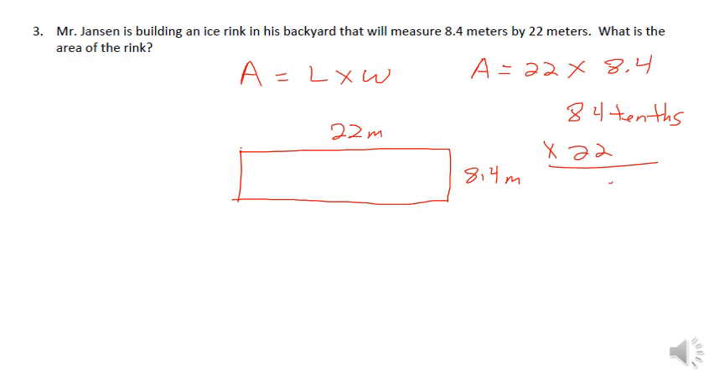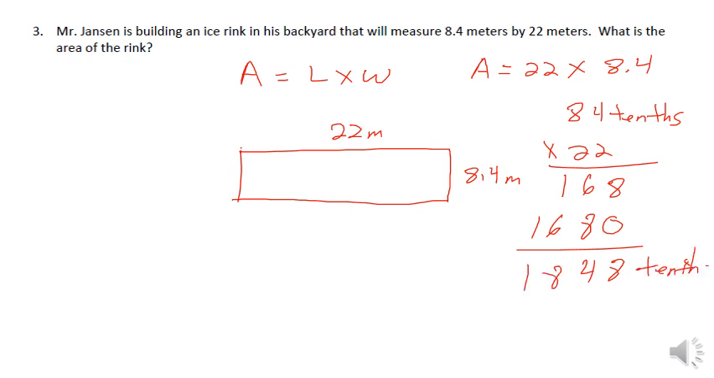2 times 4 is 8. 2 times 8 is 16. Put our placeholder. 2 times 4 would be 8. 2 times 8 is 16. That would be 8, 14, 8, 1,848 tenths. So we know that in order for it to be tenths, we'd have to put the decimal point there, so it would be 184.8.